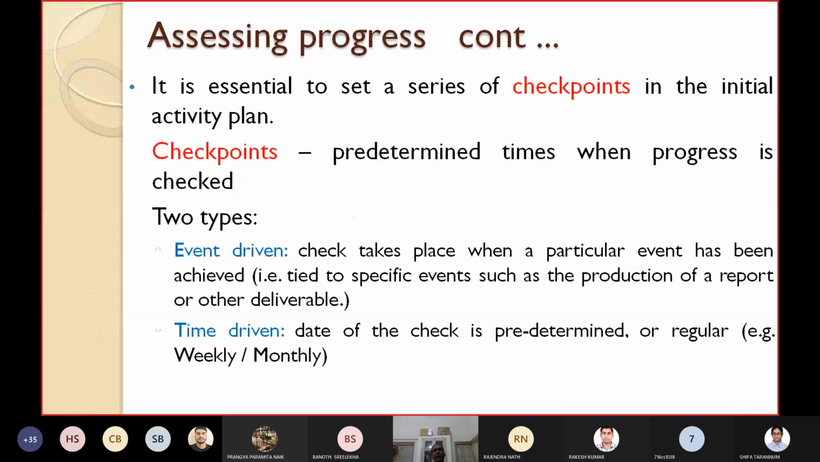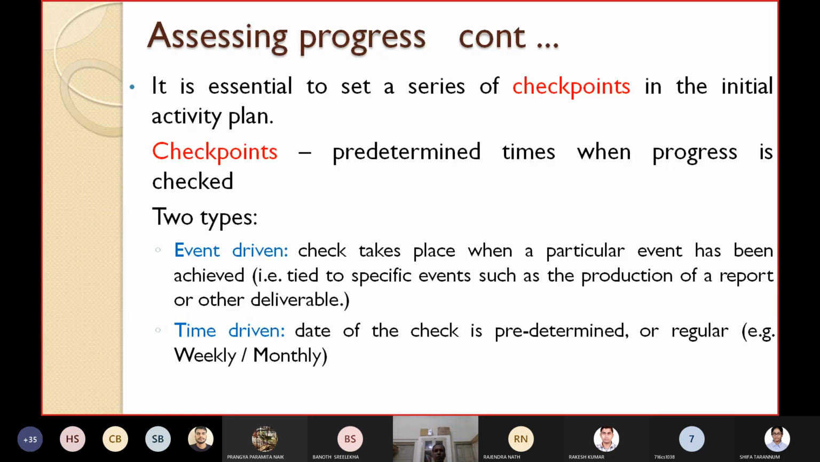It is very much essential to set a series of checkpoints in the initial activity plan. So while you are making the initial activity plan, you set a series of checkpoints. What is a checkpoint? A checkpoint means some predetermined times when the progress is checked. So during the development of the project, you set some points, and during those points you check the progress.